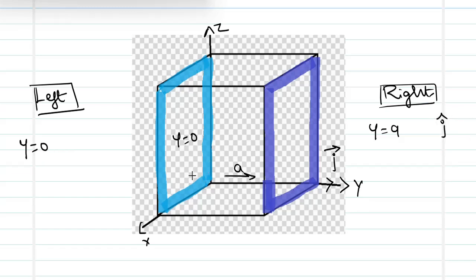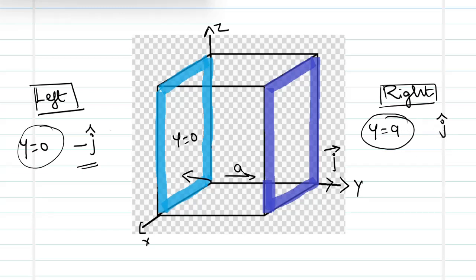And in the case of y equal to 0, your unit outward drawn normal will be pointing in the opposite direction, and hence if this is j, the outward drawn normal over here will be minus j cap. So for the left face, represented by the equation y equal to 0, your unit outward drawn normal is minus j, and for the right face, given by y equal to a, the unit outward drawn normal is going to be j.